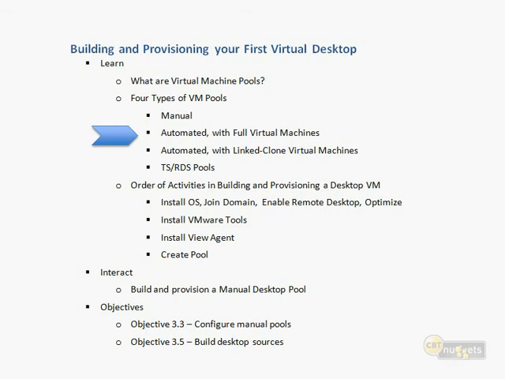Now, if you want to add more automation into the entire process, that's when we start getting into the different kinds of automated pools, those that involve either full virtual machines or linked clone virtual machines. If you play with virtual machines for any period of time, you've got to be familiar at this point with snapshots. If I create a snapshot of a virtual machine, then that ends up becoming a new VM that's based off of the old VM.